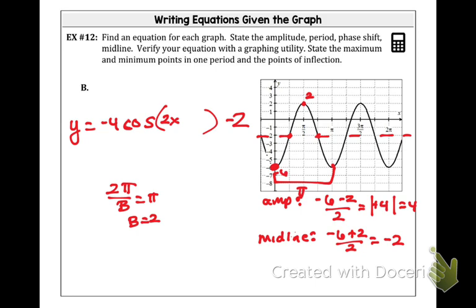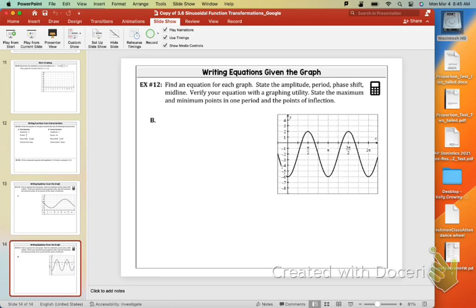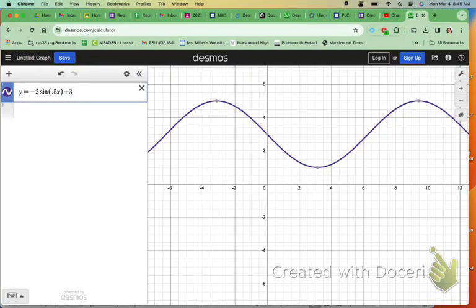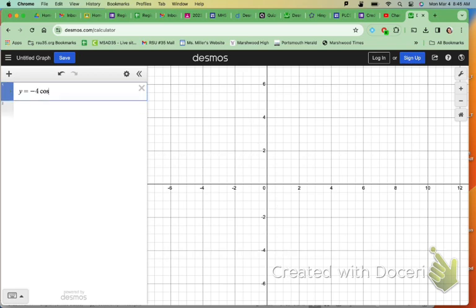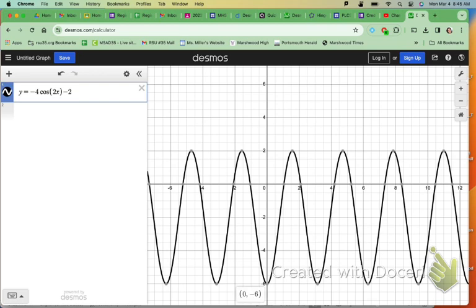So there is our graph. Let's confirm it. So y equals negative 4 cosine 2x minus 2. There we go. All right, starting at negative 6. Good. Half a pi and 2. Good. And then back down to pi, negative 6.